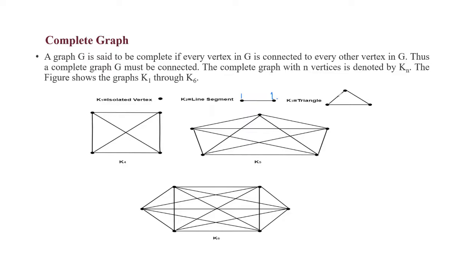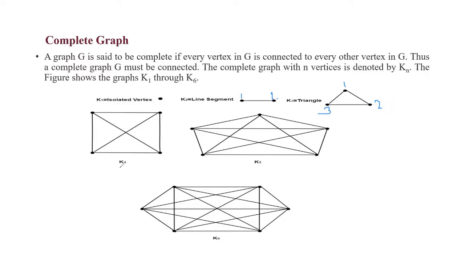Same as a triangle. So K3: the number of vertices is 3. The vertices are 1, 2, and 3. So 1 is connected to 3 and 2 also. 2 is connected to 1 and 3 also. 3 is connected to 1 and 2. So every vertex is connected to every other vertex. So this is the complete graph K3.